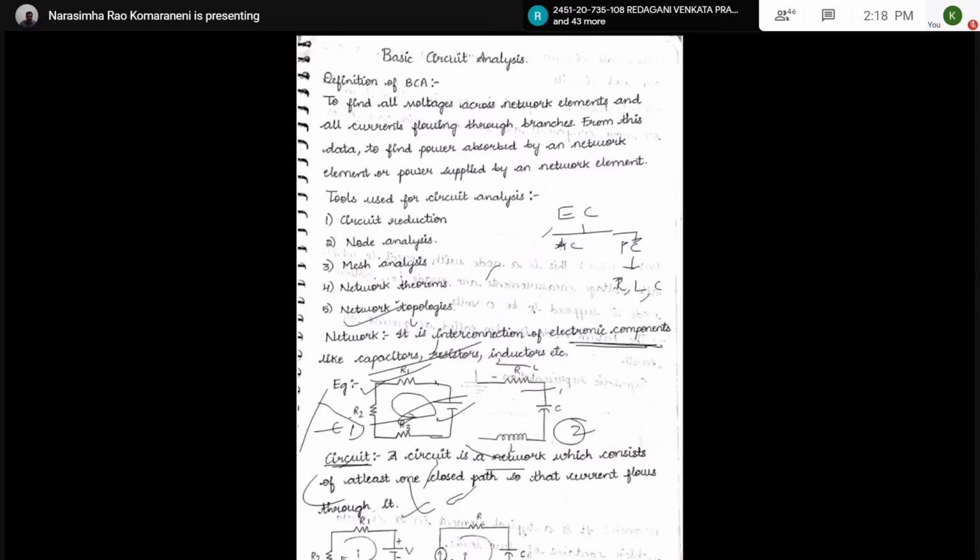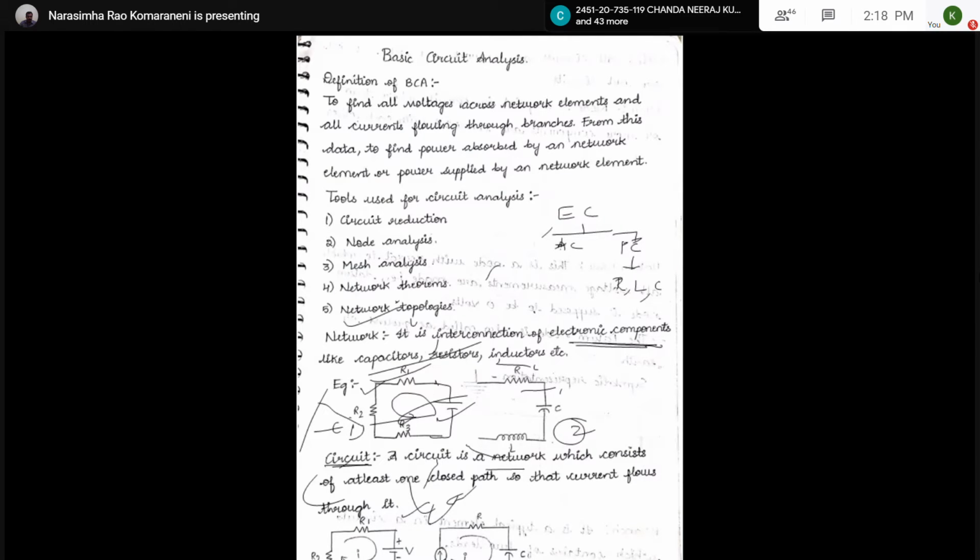Right? It means we can say that all the circuits are networks, but all the networks are not circuits. That is the difference between network and circuit. Is it clear? A network is just an interconnection of electronic components, either active components or passive components. But it may not be a closed loop.